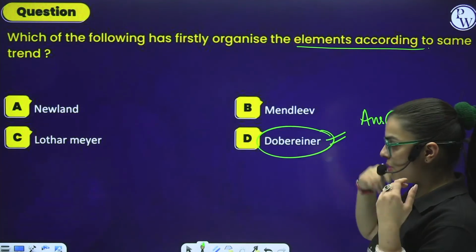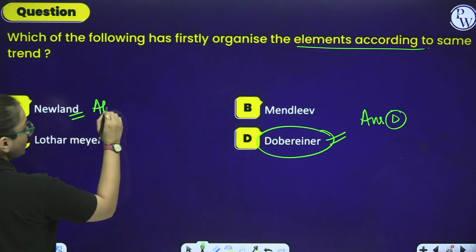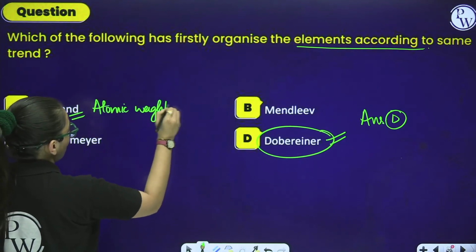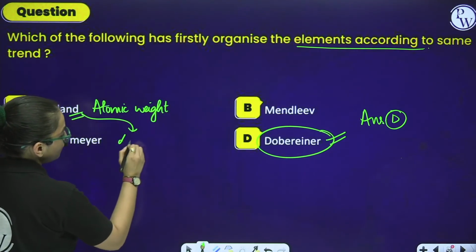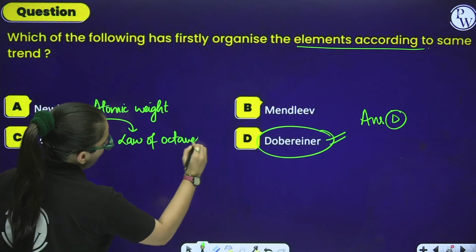Okay, students, let us give a quick recap. Newlands' work was based upon atomic weight. Also, Newlands gave the law of octaves.